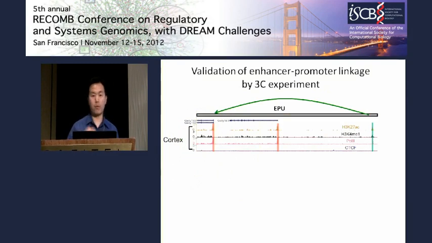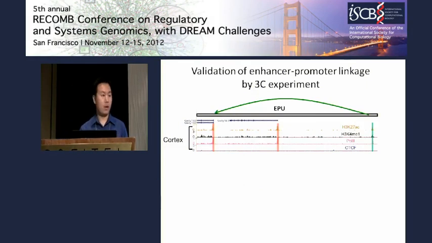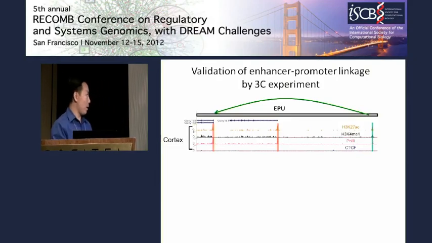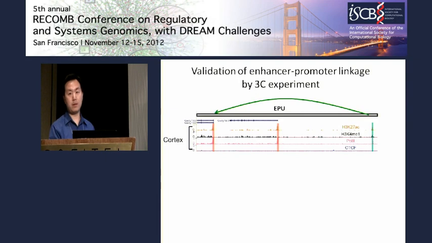Of course, we need to perform more experiments to verify some of the enhancer-promoter linkages. We first performed a series of 3C experiments pioneered by Job Dekker's group. So in this region, we have an enhancer marked by the green bar. This enhancer is highly active in the mouse cortex, but it's silenced in mouse ES cells. And this is a promoter which is predicted to be regulated by this enhancer.